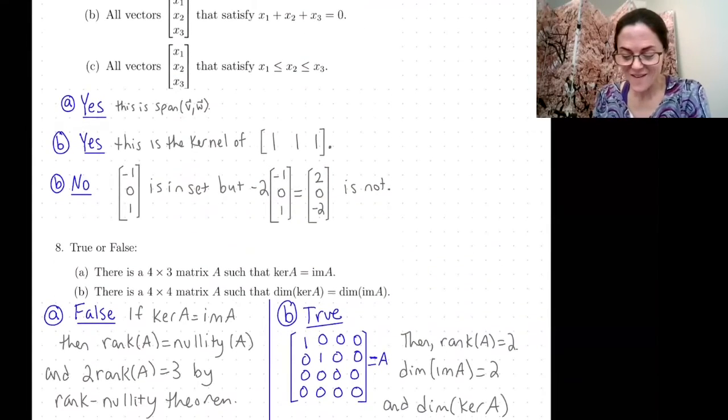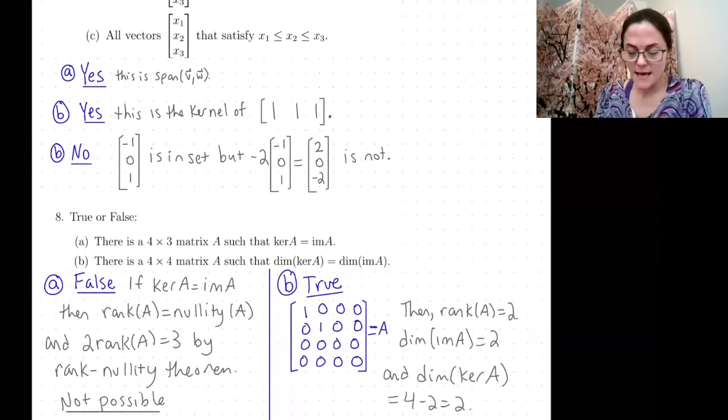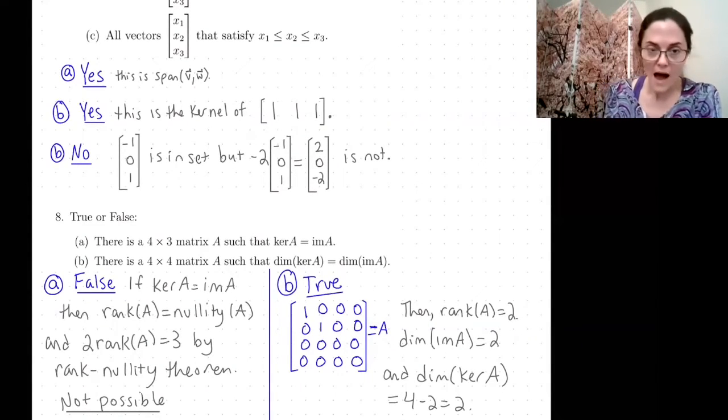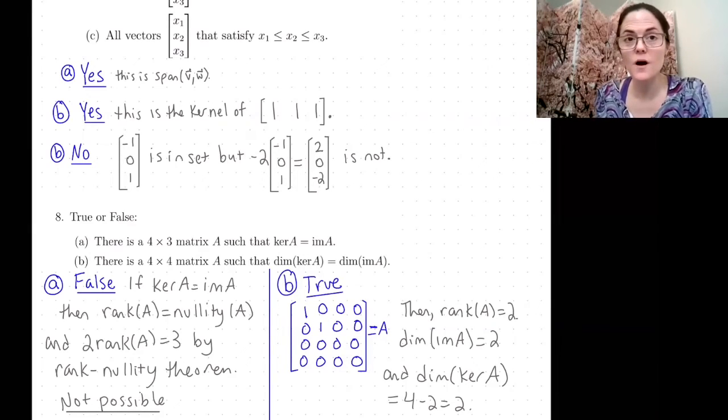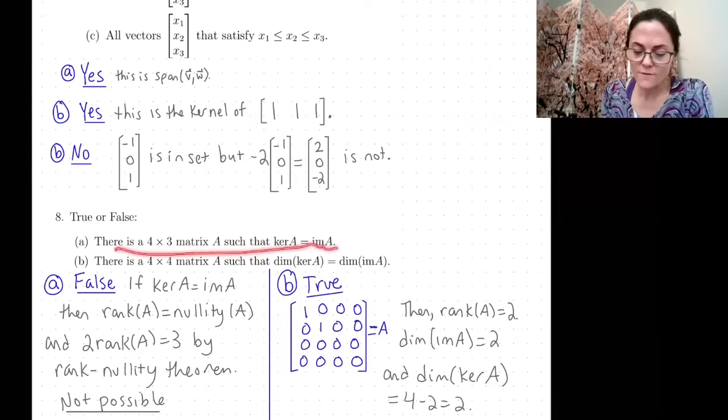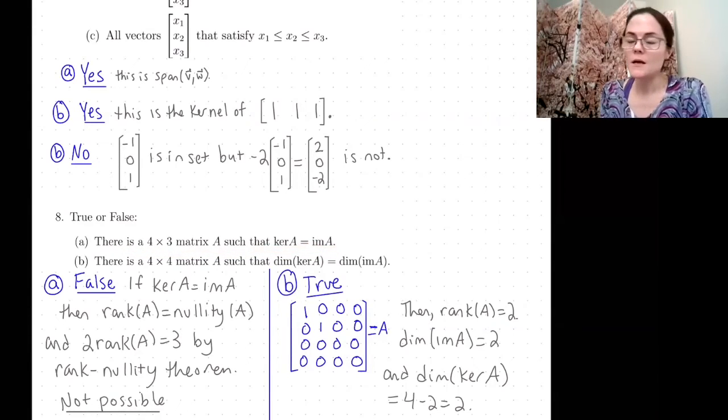Okay, now all we have is the true false. And just like with the last review, I talk about why, because that's an important part. You know you will have true false, and you don't have to justify it on the exam, but you certainly have to understand why you're choosing them, at least to increase your likelihood of getting them right. Okay, so here, there is a 4x4 matrix A such that the kernel and the image are equal. No, the dimensions wouldn't work out.